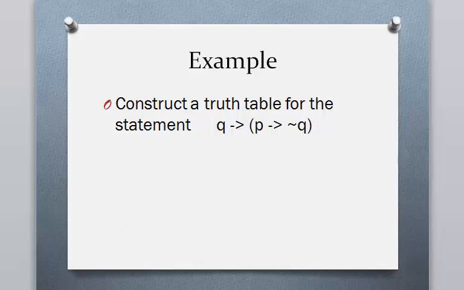Our next example asks us to construct a truth table for the statement, if Q, then, and in parentheses, if P, then not Q. So again, let's begin with making a column for the P and a column for the Q. And we know that under the P column we'll have true, true, false, false. And in the Q column we will alternate true, false, true, false.